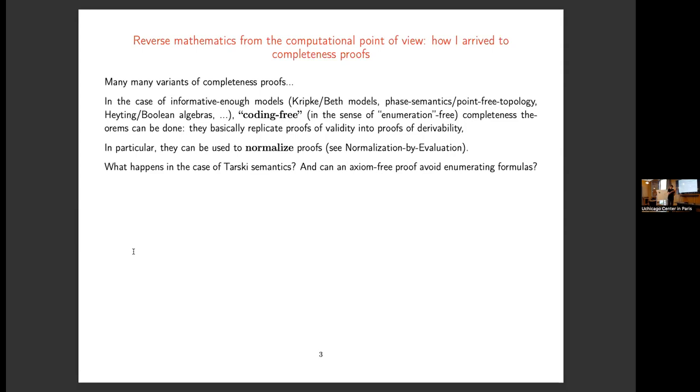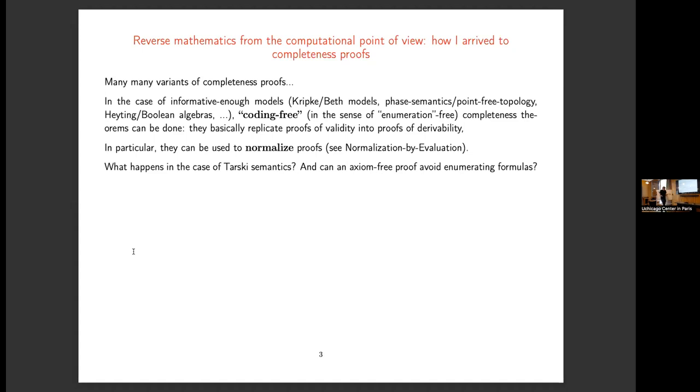No enumeration, like in the proof of Gödel's theorem. You just take the universal model of contexts with the subset ordering of contexts, and this is the only structure you need. You don't need to order the formulas. In particular, provability does not matter. And it's very strange that when you have this richer structure, like in Kripke or Beth models, you can have a very nice proof. Why can we not do that for Tarski semantics? So this was one of my questions, and one of the reasons I started to look at Henkin's proof.